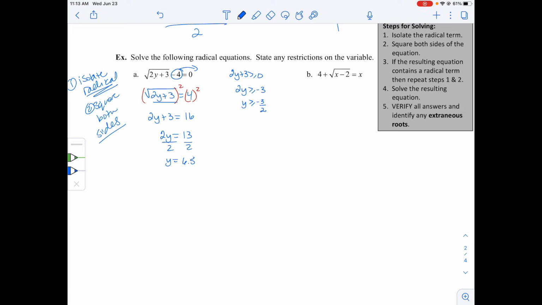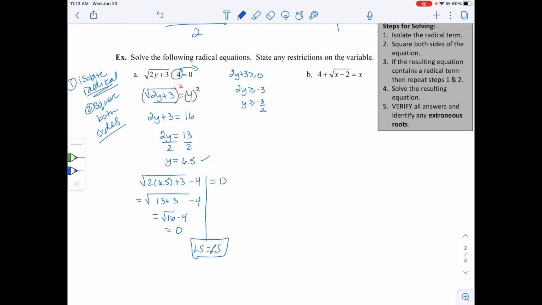If we were to do a check there, the square root of 2 times 6.5 plus 3, minus 4, should be equal to 0. Is it? Let's check. That's 13 plus 3, which is 16, and the square root of 16 minus 4 is 0. So left side equals right side. We've done a check as well.